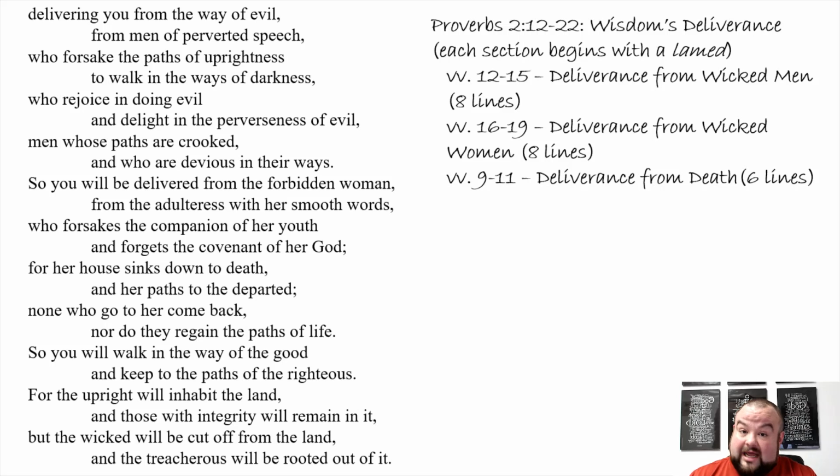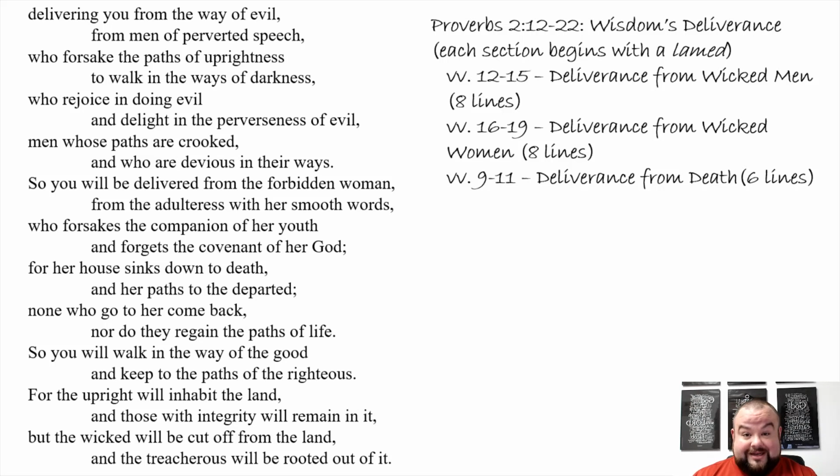So, in like manner is what he's saying, you will be delivered from the forbidden woman, from the adulteress with her smooth words, who forsakes the companion of her youth and forgets the covenant of her God, for her house sinks down to death and her paths to the departed. None who go to her come back, nor do they regain the paths of life.